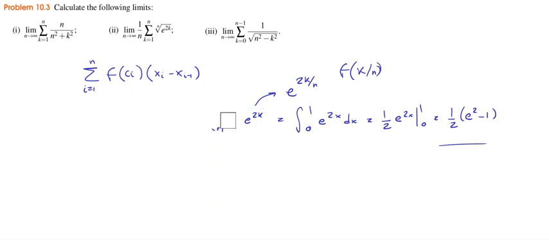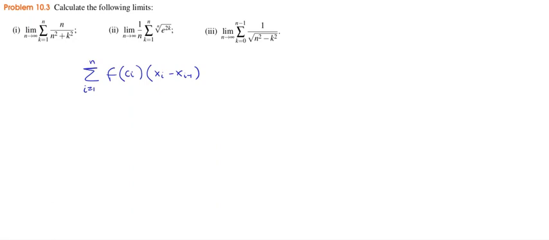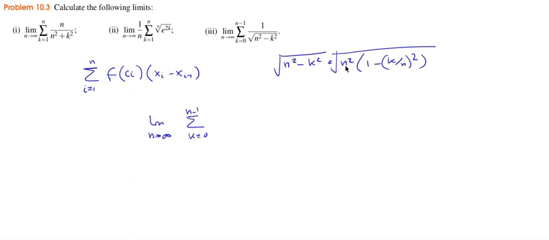Okay, and then finally we have the limit when n goes to infinity of the sum from k equals 0 to n minus 1 of 1 over the square root of n squared minus k squared. So if we take a common factor here, we have n squared minus k squared equals n squared times (1 minus (k over n) squared), and then we take the square root of that, so we take the n squared out, so this is 1 over n times the square root of 1 minus (k over n) squared.